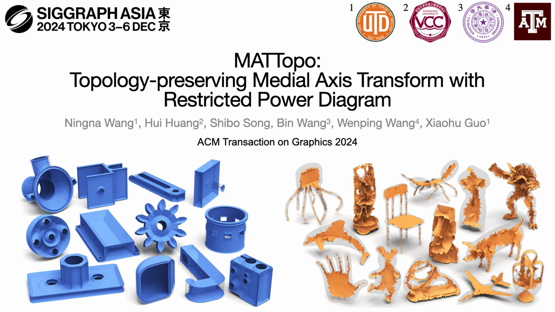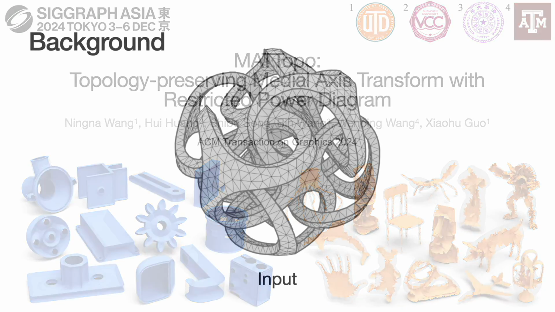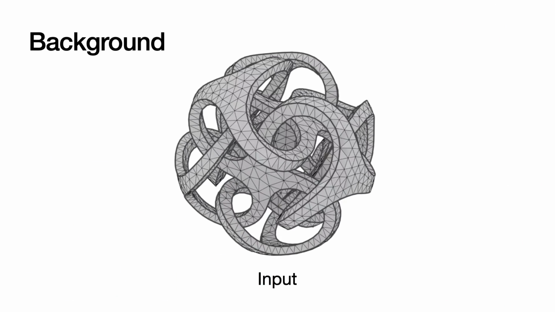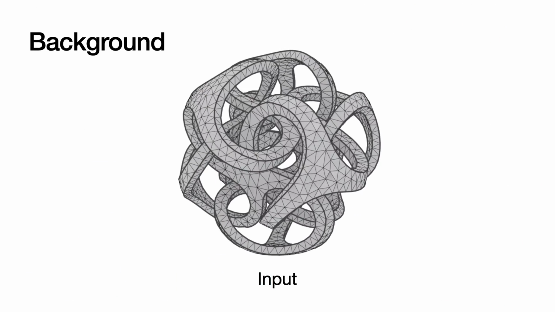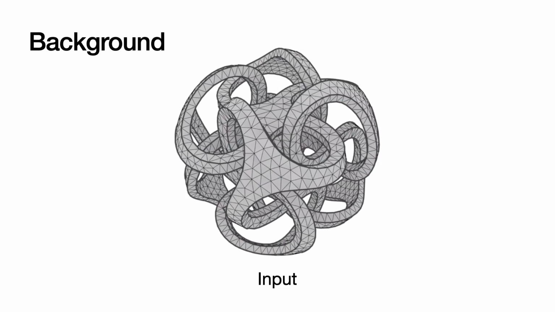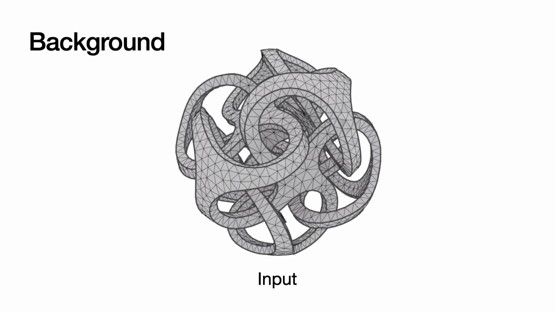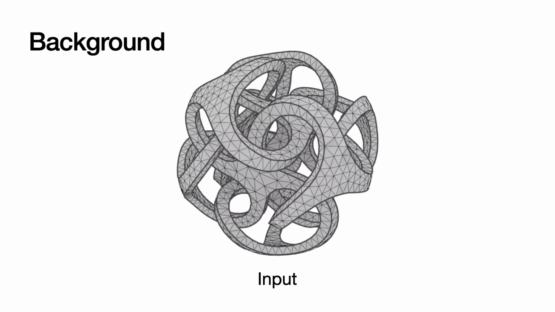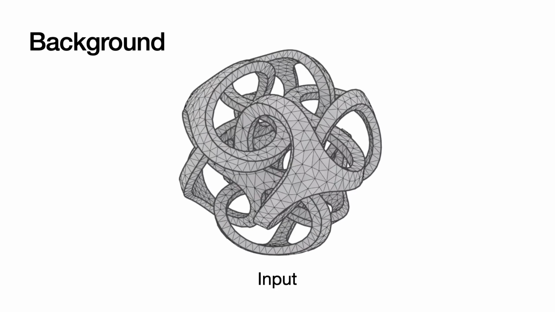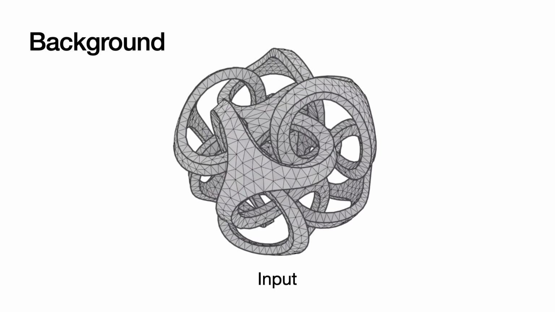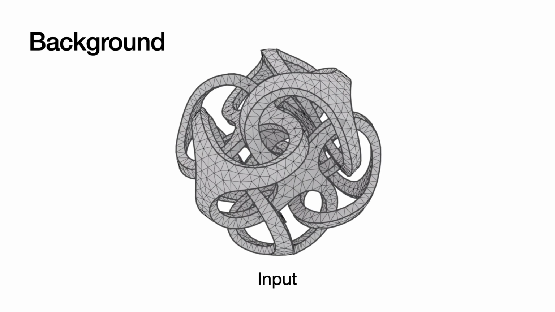We present MATTopo, a volumetric restricted power diagram-based framework for computing the 3D medial axis while preserving topology, medial features, and geometry. Given an input 3D model, the approximation of the 3D medial axis aims to preserve the topology equivalence, medial features, and geometric convergence with respect to the input shape. This approximation also aims to be capable of handling various inputs, including organic models and CAD models.